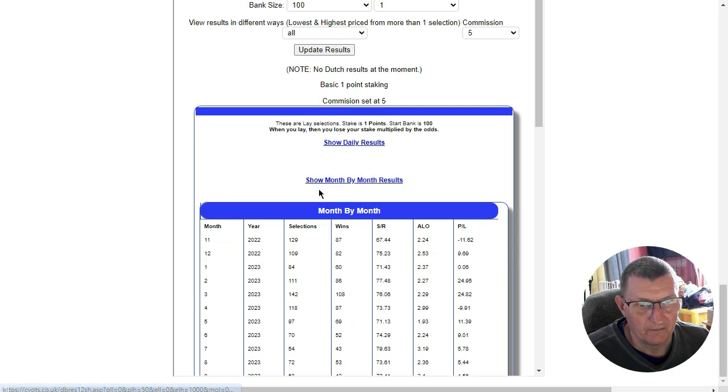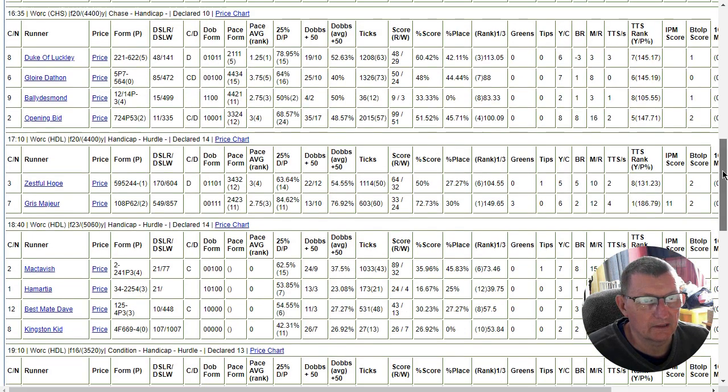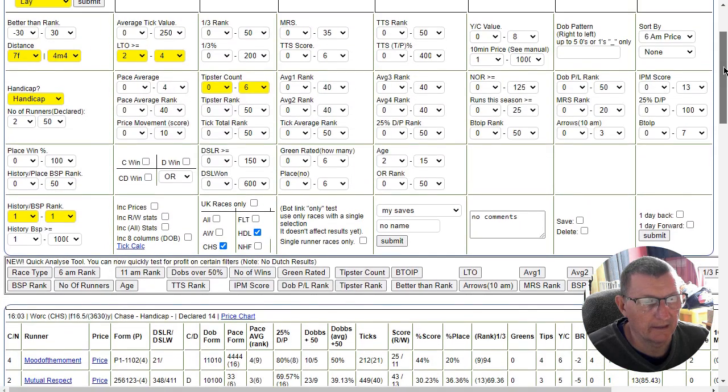What are we down to? We're still apart. Once we get into the main season, we'll be going back up again. And it's the 11th of the 9th, so we've still got quite a few selections to go. 6 points on average a month, which is not bad for a system like this.